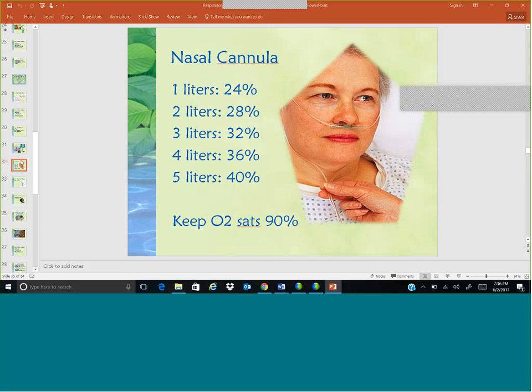And again, there you have your nasal cannula. At 1 liter, it is 24% oxygen. At 2 liters, it gives 28% oxygen. Do remember that room air is 21% oxygen. 3 liters, 32%, 4 is 36, and 5 is 40.